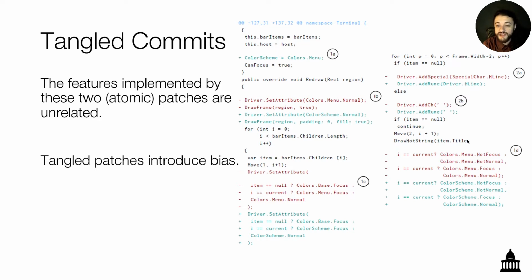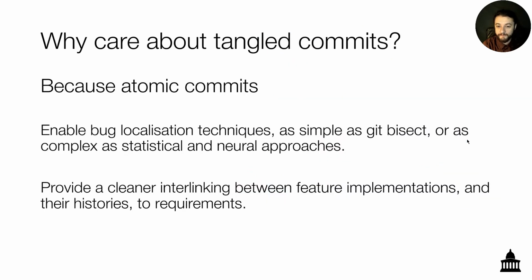Here, the developer changes how color schemes are handled as well as how characters are rendered in a terminal emulation program. Ideally, the hunks labeled 1 and 2 respectively should be committed separately. But what's the harm in leaving the changes tangled? Why should we care to separate them at all?